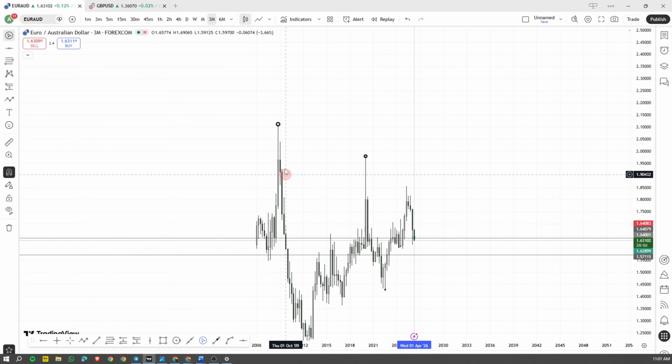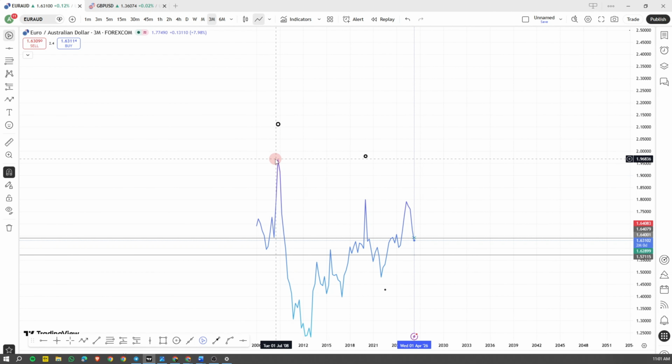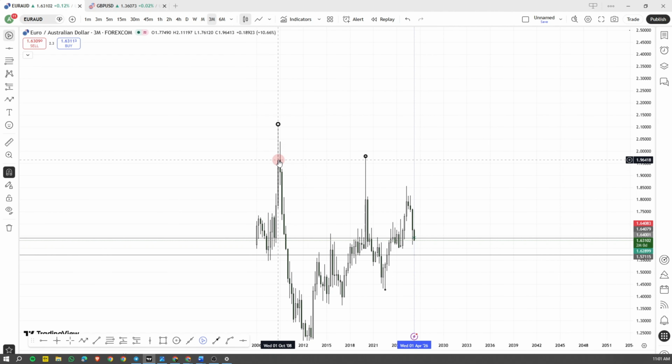So this is the level, this is the key level on the line chart. You can see this is the A level. So you wait for price to come back and mitigate that area, and then you can sell. If it was a bullish range, you can buy instead.